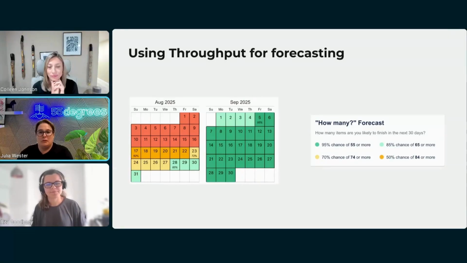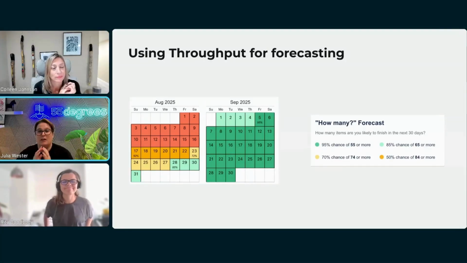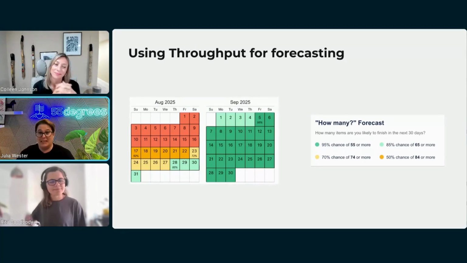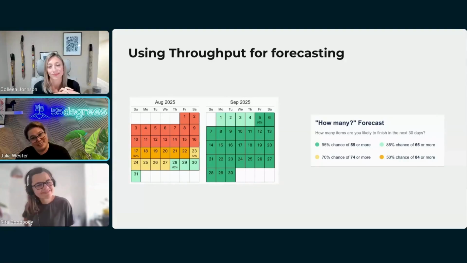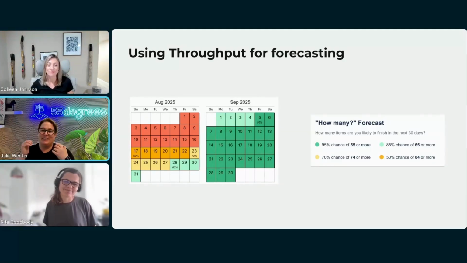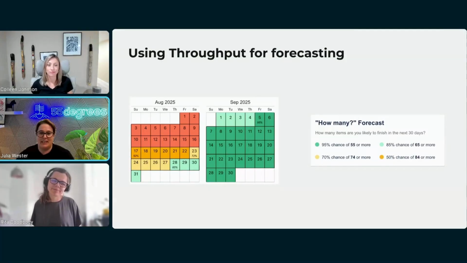So we're able to use your throughput as well and run thousands of simulations to give you an idea of how likely you are to get different amounts of work done. And then it's up to you to make sure those items are the most important ones. But throughput is a very important flow metric for forecasting. Now, as we talk about these other flow metrics that we're going to cover soon, getting better at those will make you like these answers better because it's all sort of interconnected. But throughput is definitely a way to go.